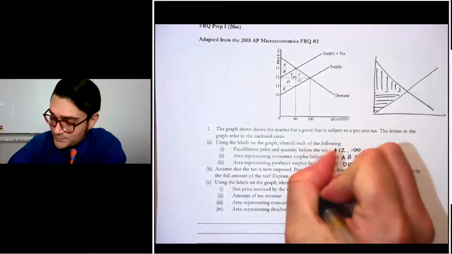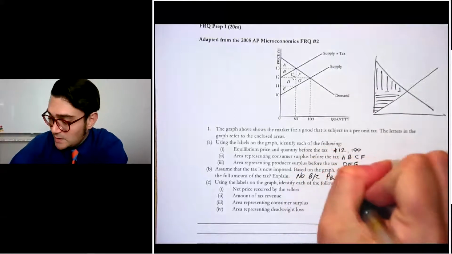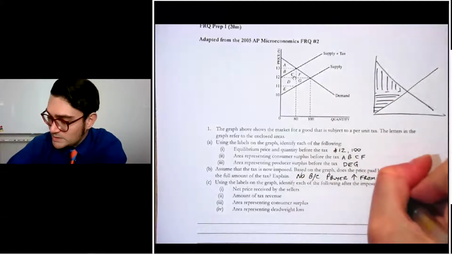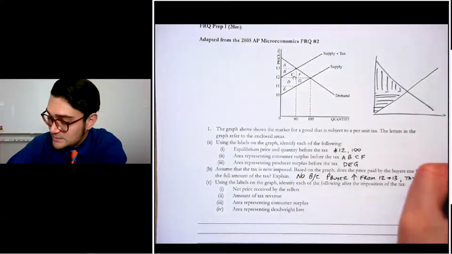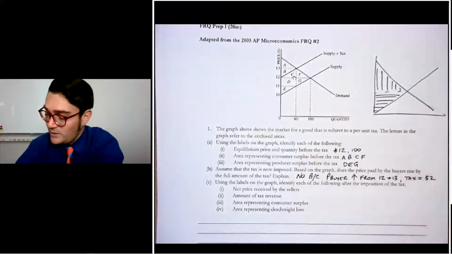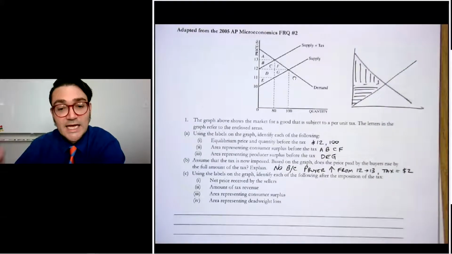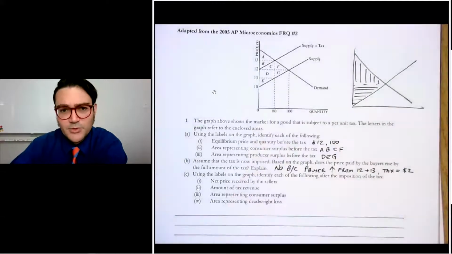So no, because we'd say P buyer increased from 12 to 13, and tax is $2. Using the labels on the graph, identify each of the following after the imposition of the tax: the price received by the sellers. So the price that they receive, I'm going to move my cursor out of the way.